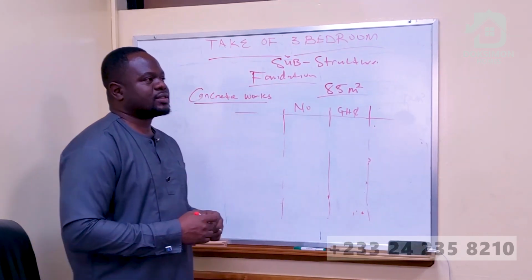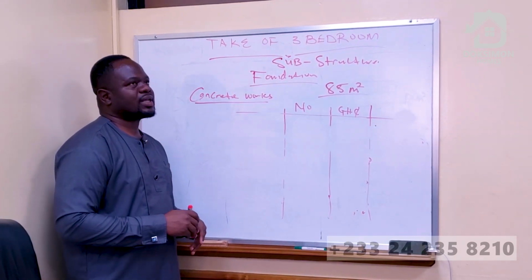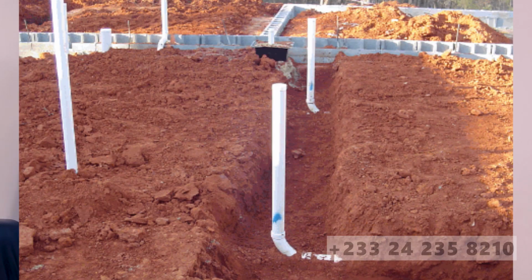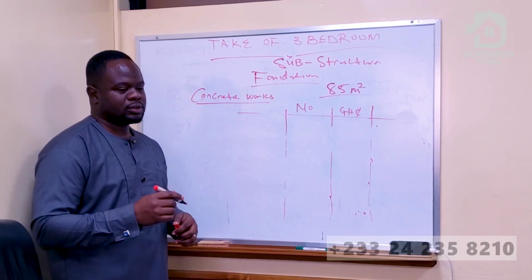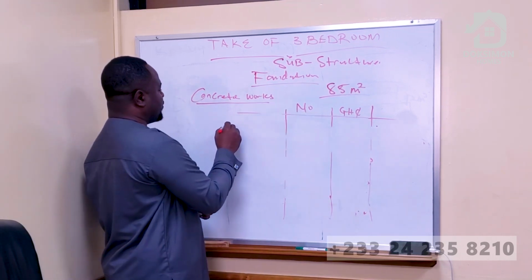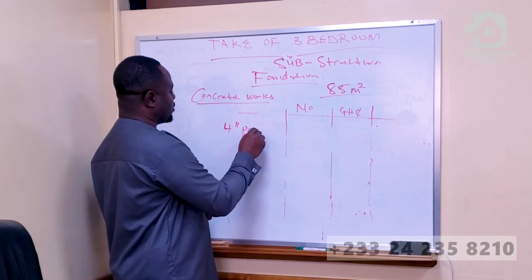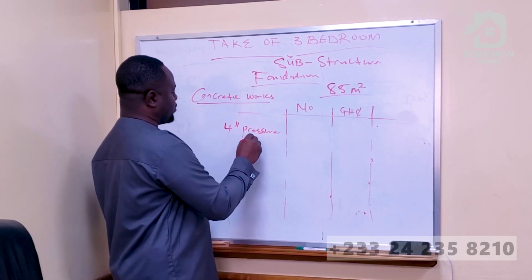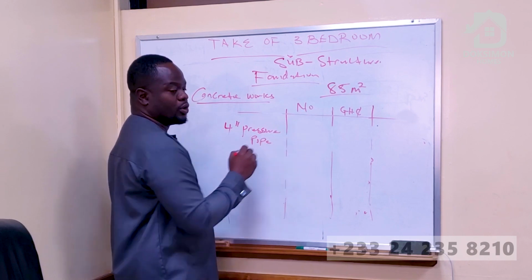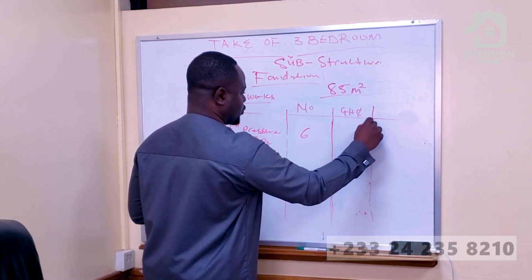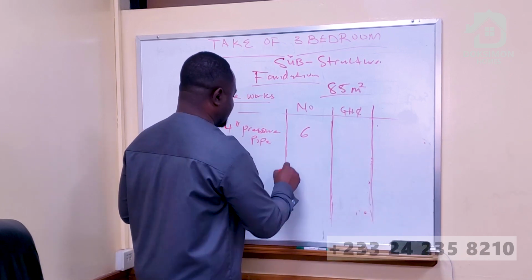In some of the designs, the plumbing work starts within the foundation. So we have some pipes passing through the right places as per the drawing given in the foundation. With this drawing, you need a 4 inches pressure pipe. We'll need almost six of it. We'll need 6 of these pressure pipes.